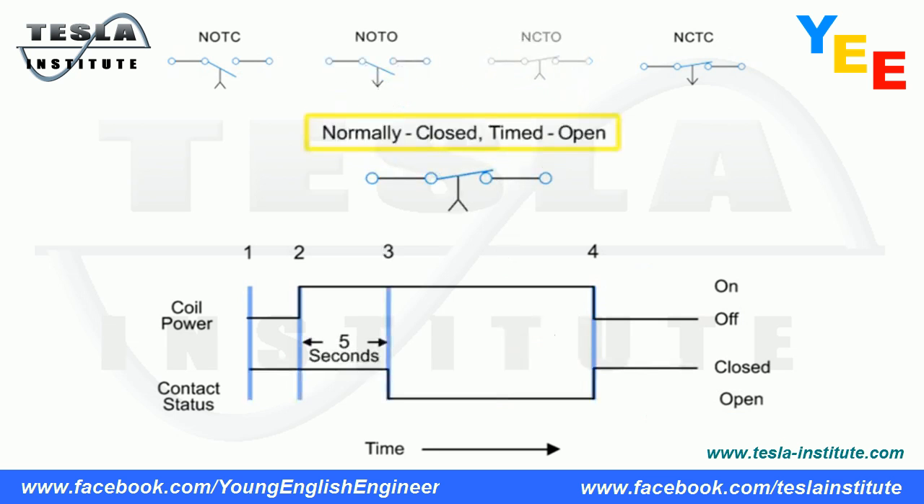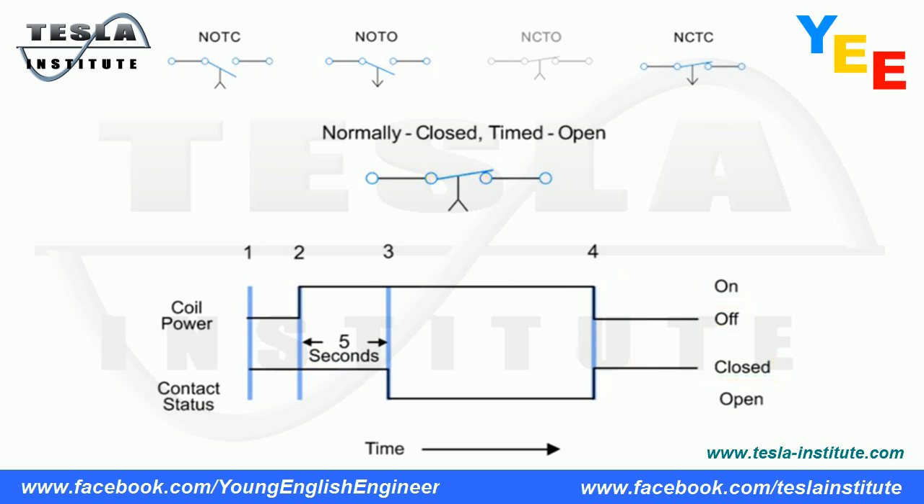Next, we have the normally closed, timed open contact. This type of contact is normally closed when the coil is unpowered or de-energized. The contact is opened with the application of power to the relay coil, but only after the coil has been continuously powered for the specified amount of time, in this case 5 seconds. Thus, the contacts open 5 seconds after the coil is energized and close immediately when the coil is de-energized.